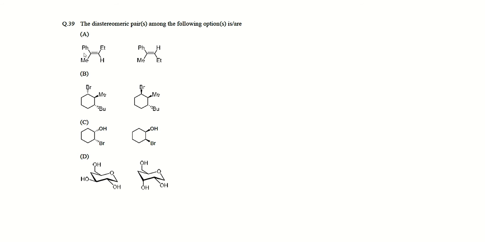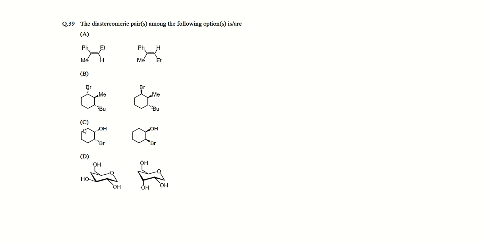In option A, you are seeing this alkene where the ethyl and hydrogen change positions only here. So this is the Z isomer and this is the E isomer, which is also a diastereomer pair. In option B, you are seeing the bromine, and the stereochemistry changes at the next center. These two are not superimposable and not mirror images, so these two are diastereomers.